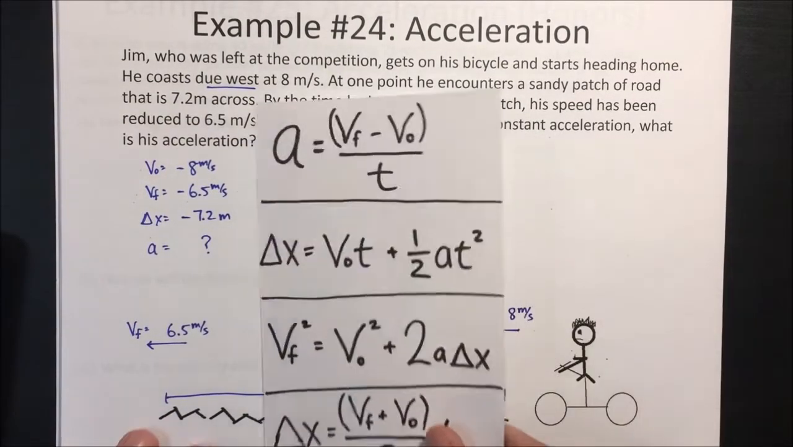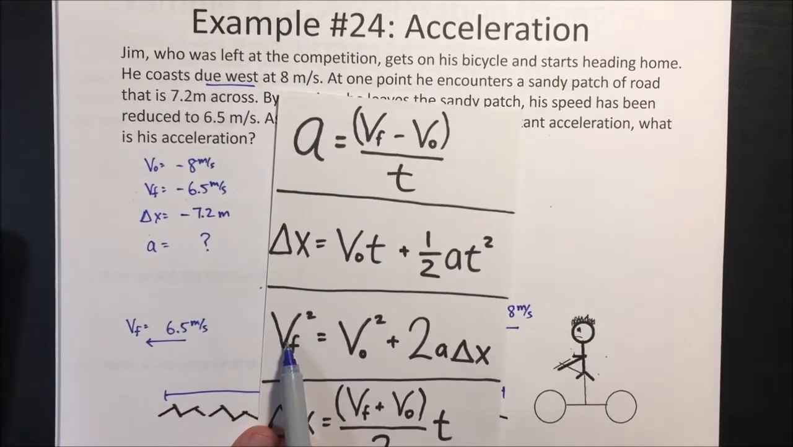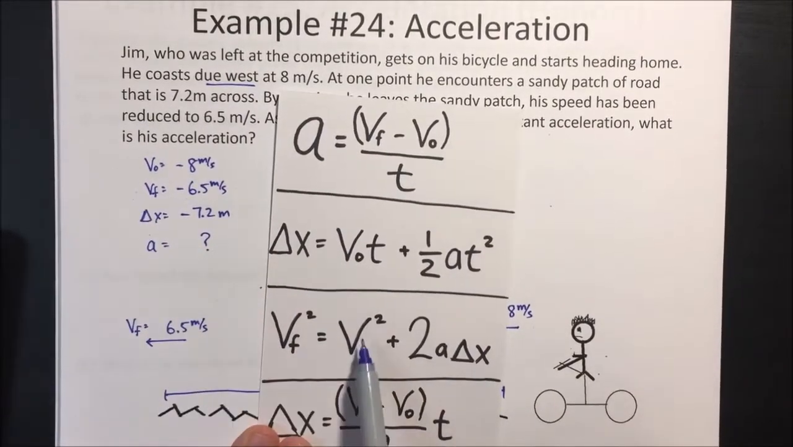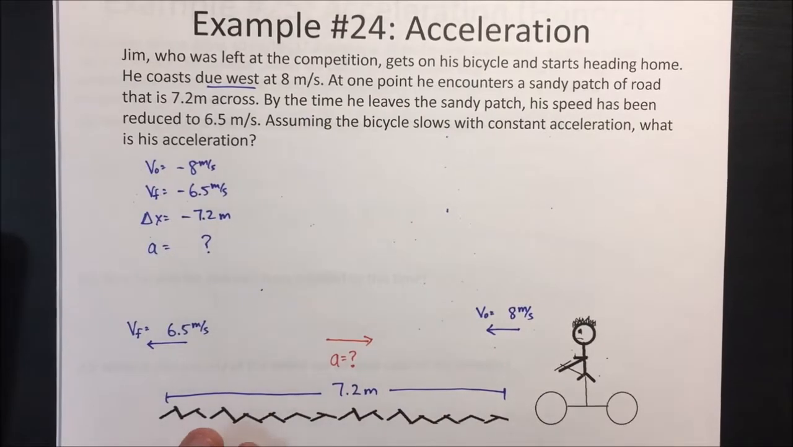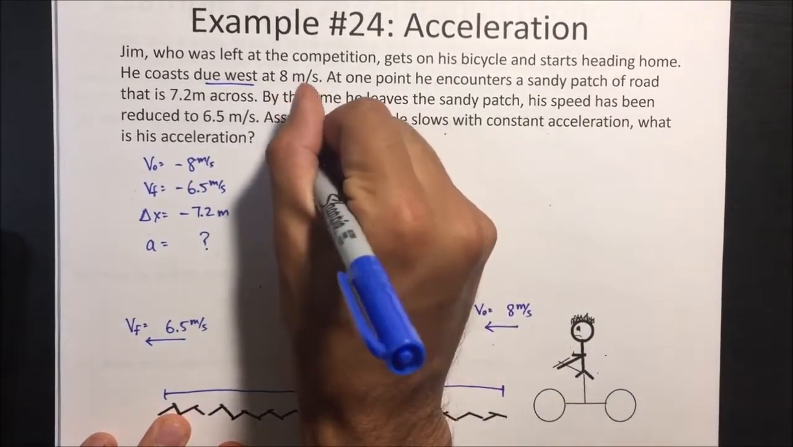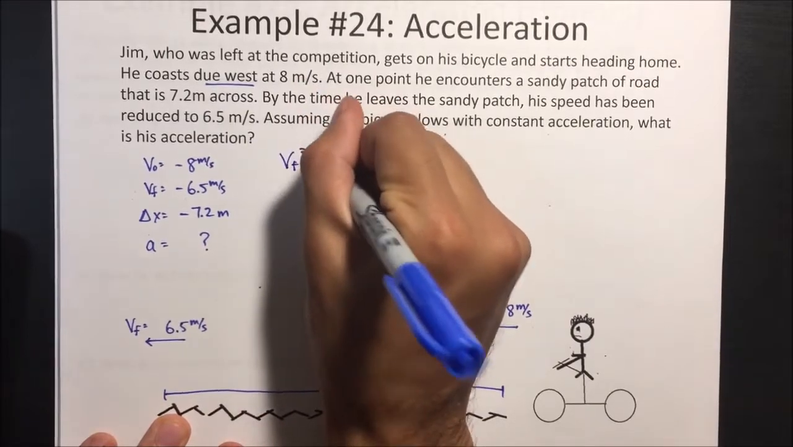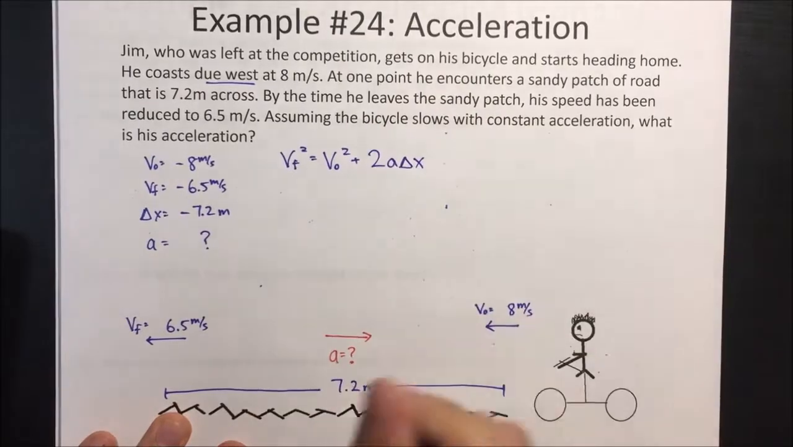Now we're going to look at our formula sheet and see which one has all four of these. We notice this one has v final, v initial, displacement, and the acceleration. So we're going to use this formula right here. We have v final squared is equal to v initial squared plus 2a change in x.